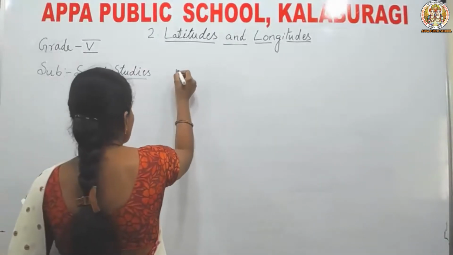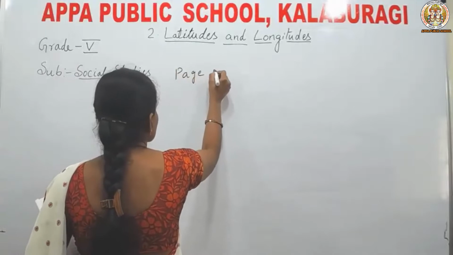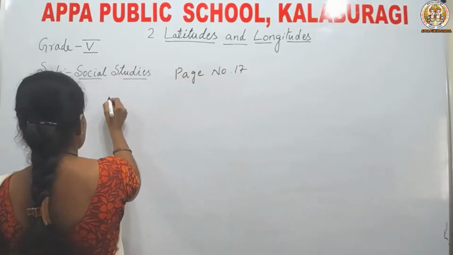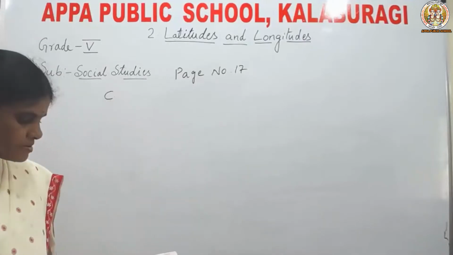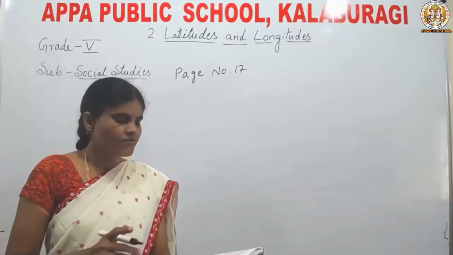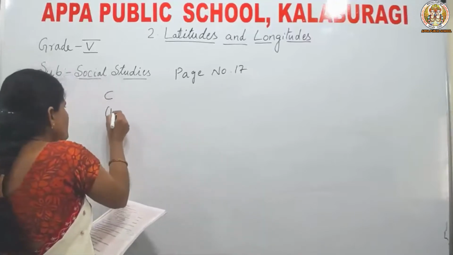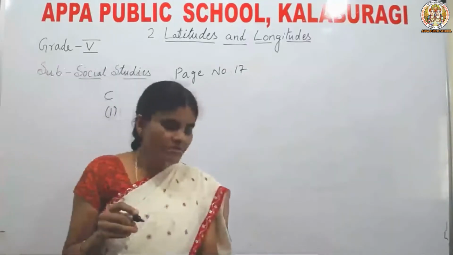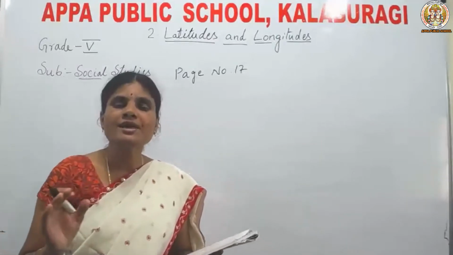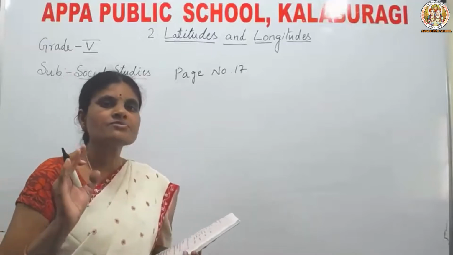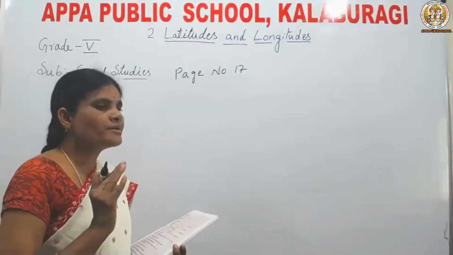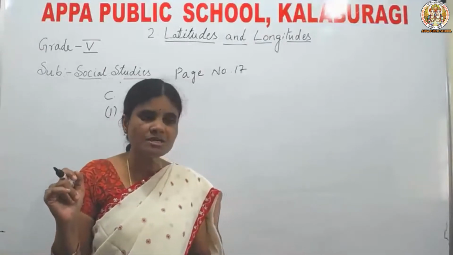Page number 17 only. Here, bit number C. Write T for true and F for false. First one. Under C, first one. The equator helps us to measure the time. It is false. According to me, it is false. Why is it false? Equator doesn't help us to measure the time.